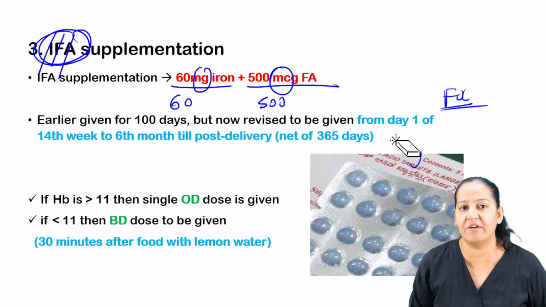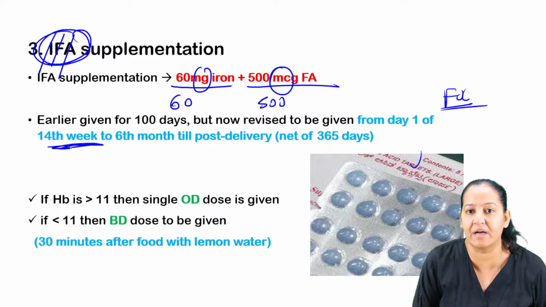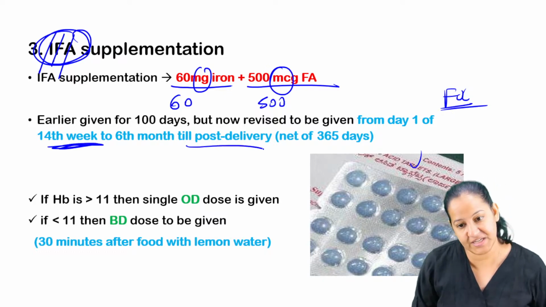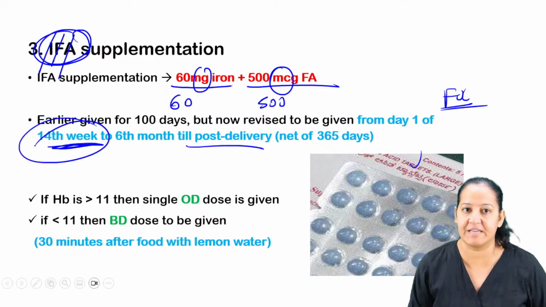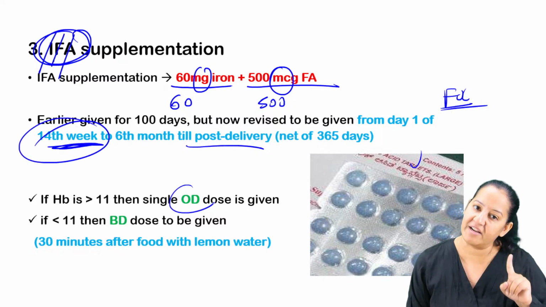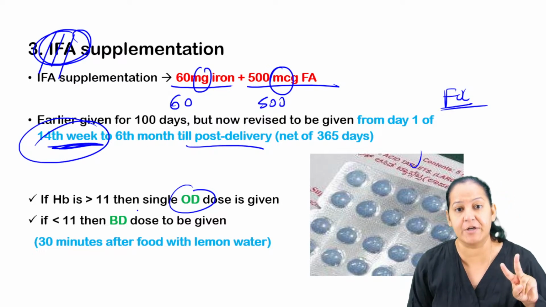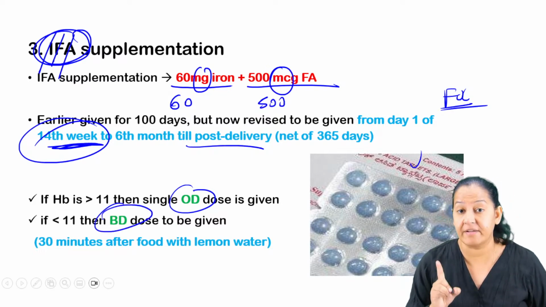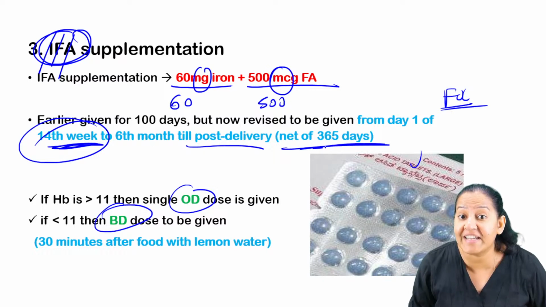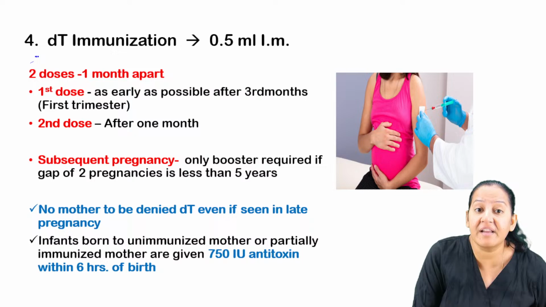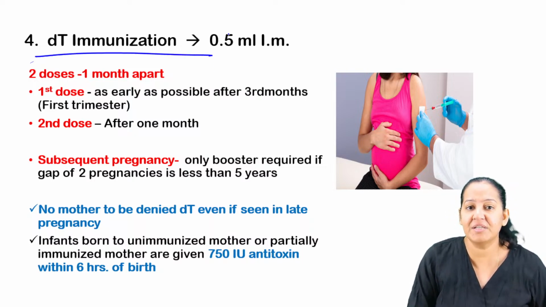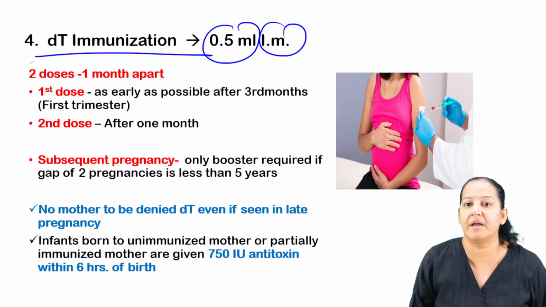The tablet is started from day 1 of the 14th week till post delivery for the entire year. If the hemoglobin is more than 11, 1 tablet has to be taken. If hemoglobin is less than 11, 2 tablets have to be taken for 1 year. That is provided free of cost, the 365 tablets. The next is immunization. We will give tetanus immunization to the lady. This immunization is given 0.5 ml intramuscular, on the deltoid.